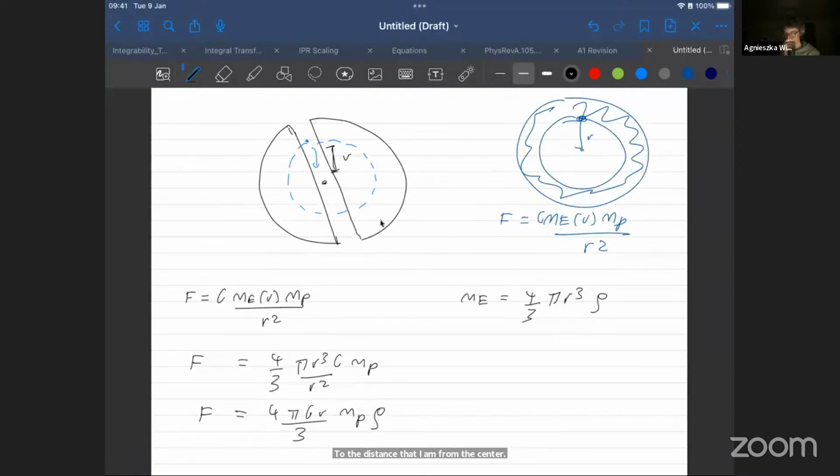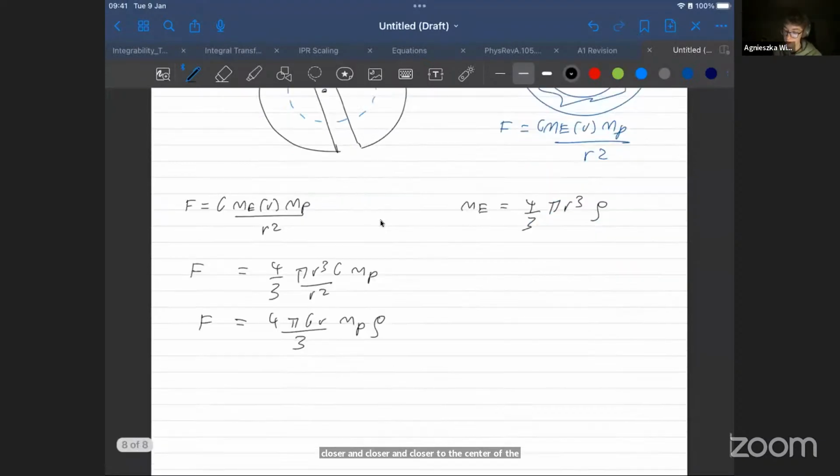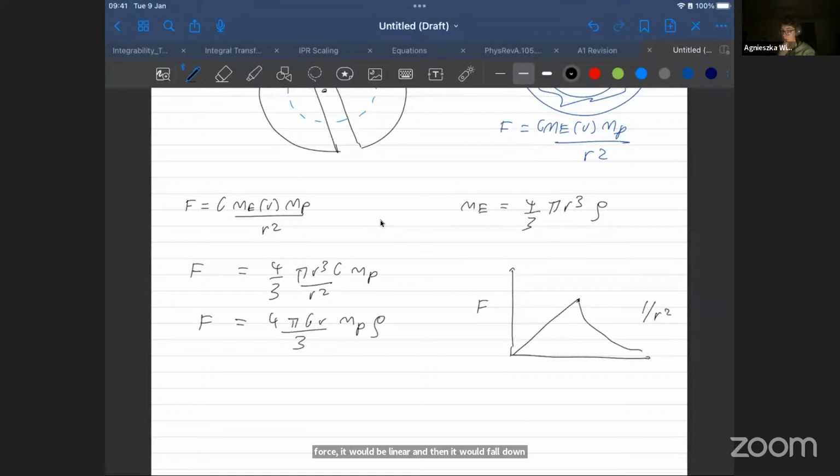So as I get closer and closer to the center of the sphere, my force is going to get stronger and stronger. Maybe you've heard of it, because sometimes it's mentioned in some A-level textbooks that if I were to draw the gravitational force, it would be linear, and then it would fall down with the regular 1 over r squared that you are used to. It's mentioned in some A-level textbooks, not exactly how you get it, but just the fact that it's linear. But for now, this is just the expression.